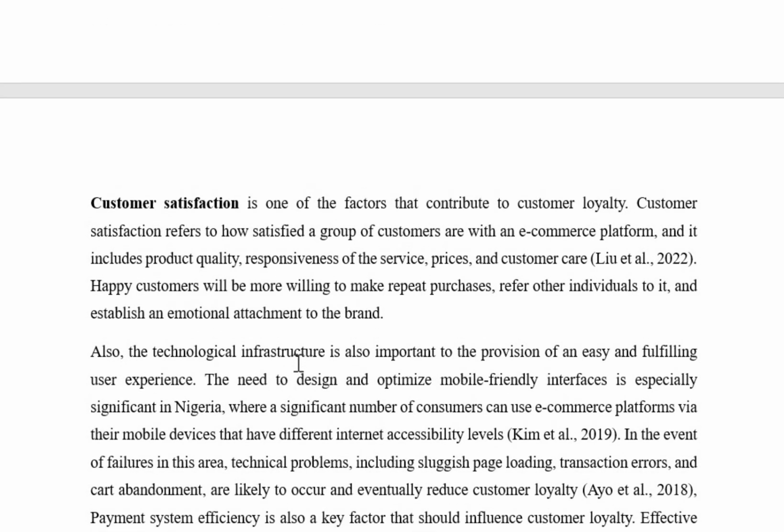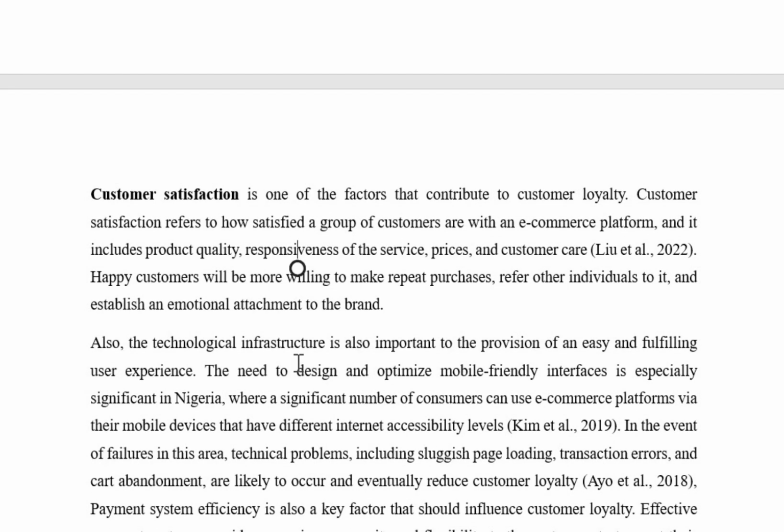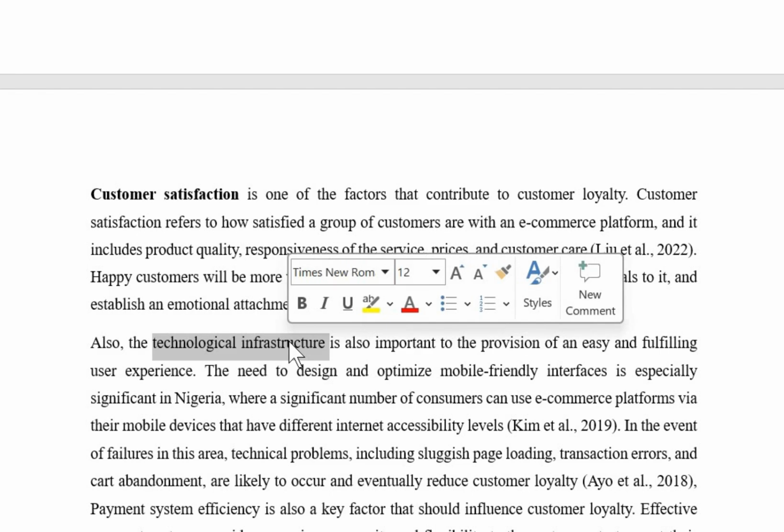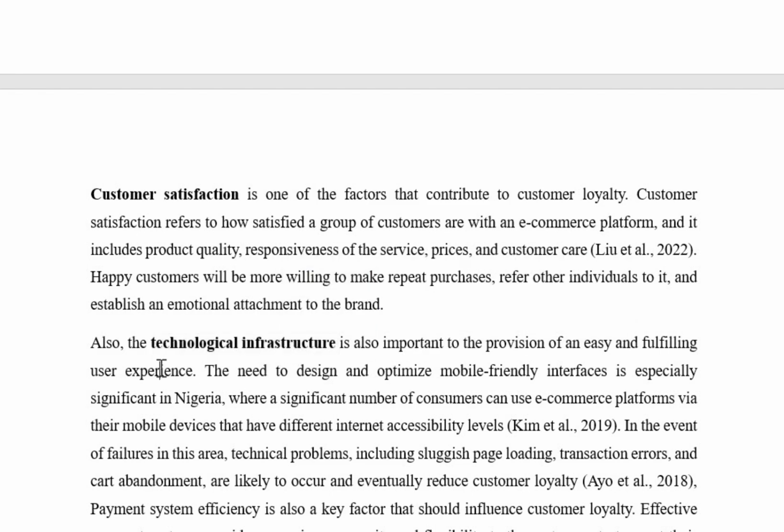So another factor here, we can identify customer satisfaction as a factor that affects customer loyalty, which is one of my independent variables. Then another factor here is what? Technological infrastructure. You can see they said also, the technological infrastructure is important to the provision of an easy and fulfilling user experience. Then how easy is their platform? How easy is it to operate their online platform, maybe website or mobile app? For example, let's use Jumia as an example. Is the Jumia mobile app or internet user friendly? Like, can I operate it? Is it not complex?